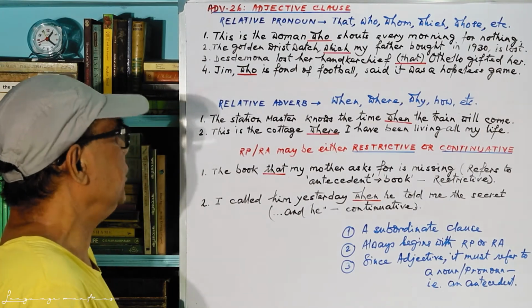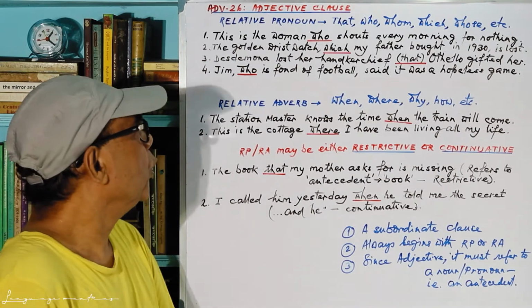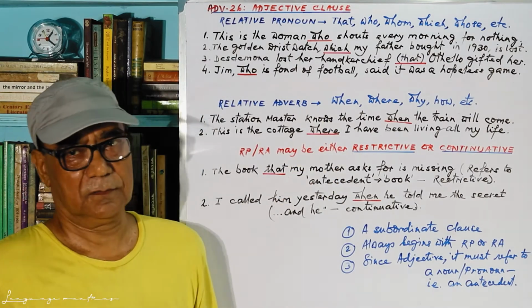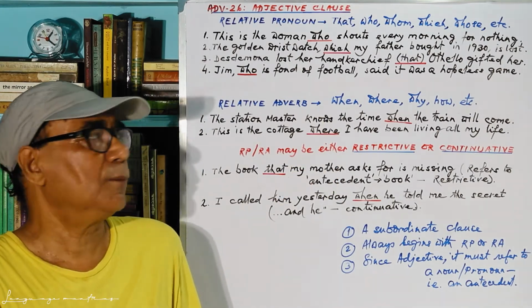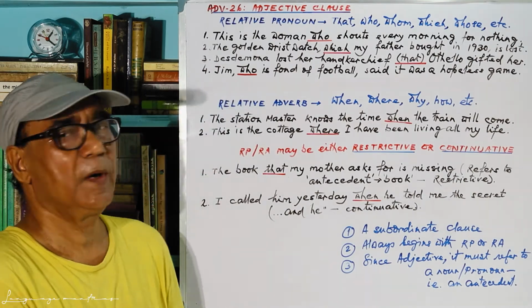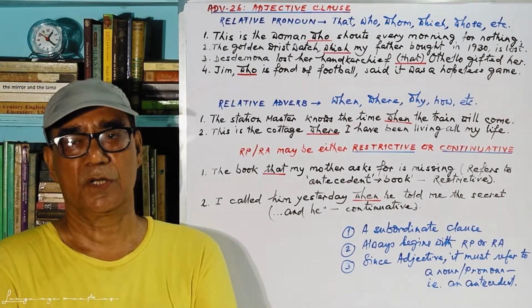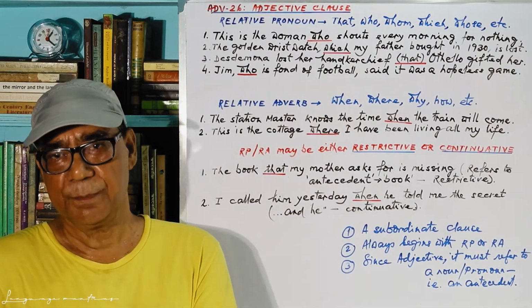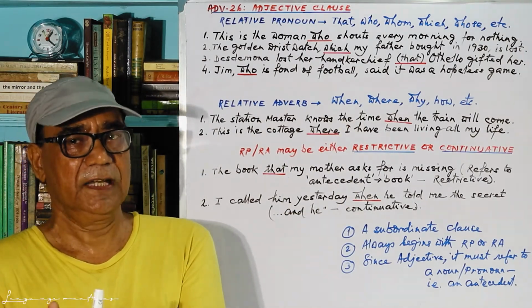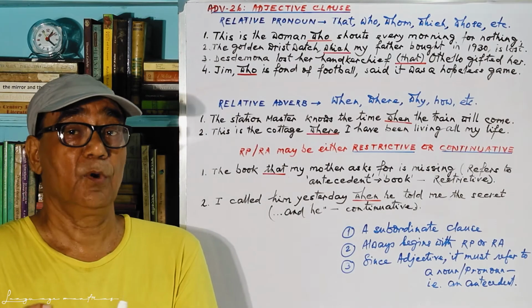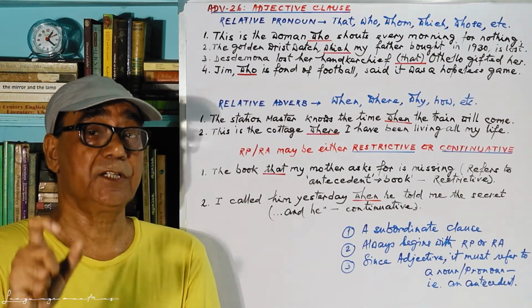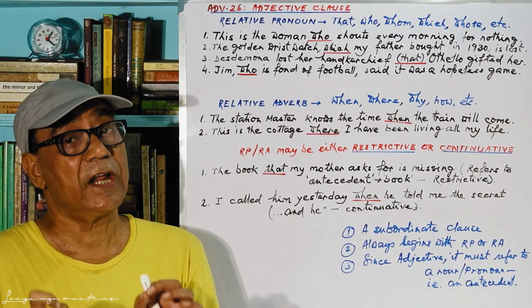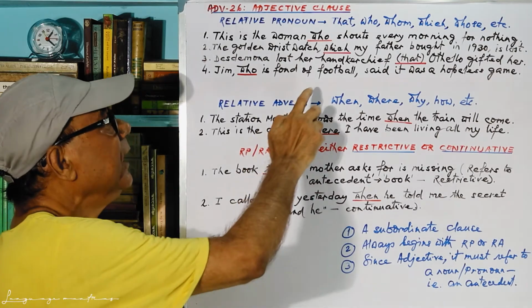Number 4: Jim, then comma, who is fond of football, again another comma, said it was a hopeless game. Jim said it was a hopeless game. Who is fond of football? This part is not essential. It of course gives you some more information, but that particular information is not essential for the meaning of the sentence.